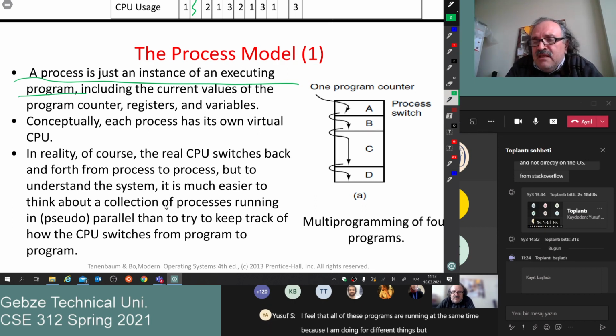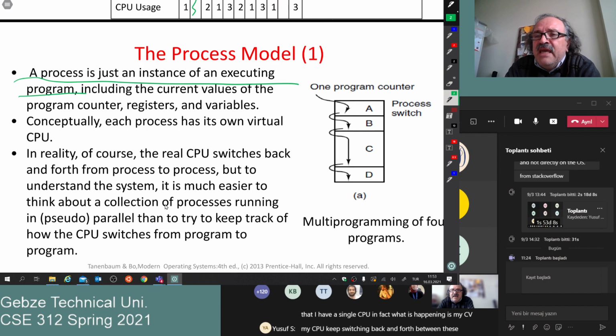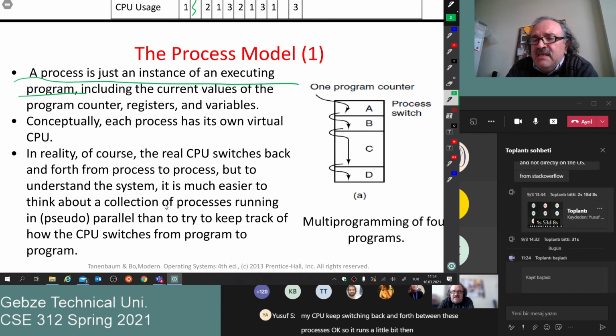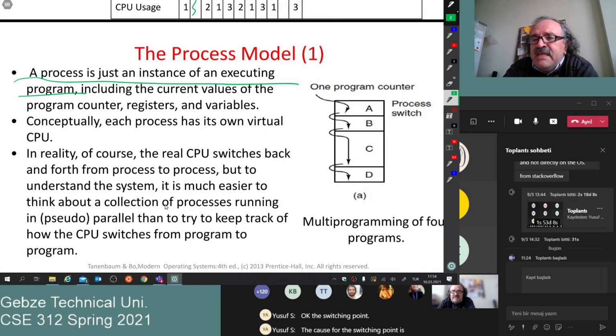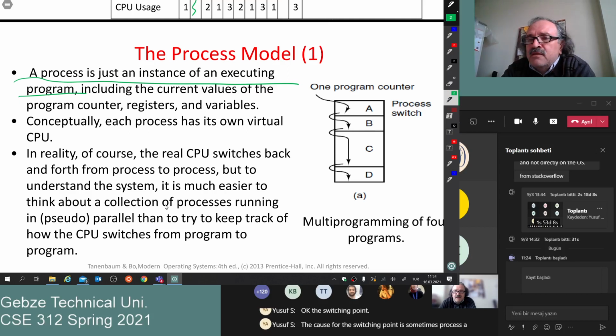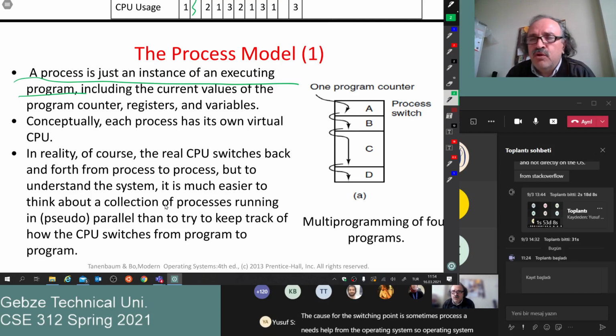But in fact, assuming that I have a single CPU, what is happening is my CPU keeps switching back and forth between these processes. Okay, so it runs A a little bit, then B, then C, then D. The cause for the switching point is sometimes process A needs help from the operating system. So the operating system gets the control, and to provide that help, it needs more time. So it says to A, okay, you need to wait for a while, and I will let you know.